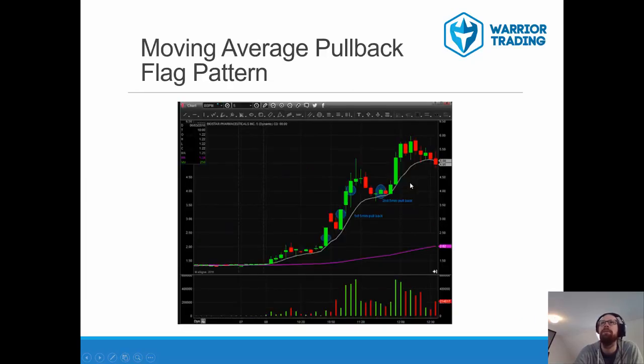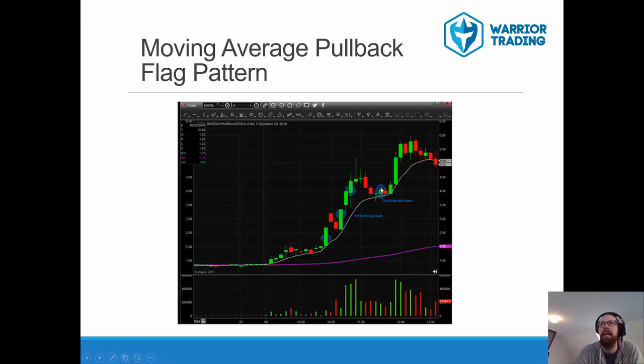So we broke out of the 5-minute time frame here, we pulled back, and then moved higher. Sorry, that last one was a bull flag and a moving average pullback. This one is a moving average pullback. It's a bull flag right here, but then it broke. I mean, it basically did a kind of false breakout.